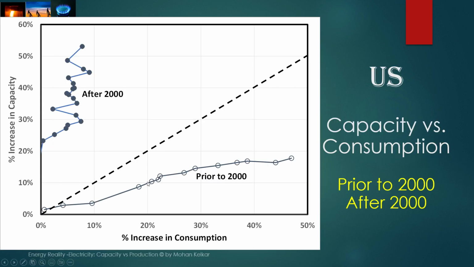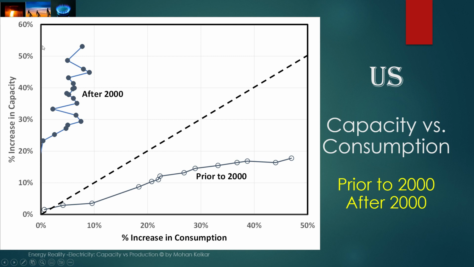But notice also how fast we are building new power plants compared to the increase in the consumption. Prior to 2000, between 1985 and 2000, the increase in the consumption was about 47%, but the increase in the capacity was only about 17%. This is because the power plants were operating at a higher capacity factor, especially the natural gas power plants. But look what happened after 2000. As soon as the wind and solar started contributing significantly, the consumption has only increased by about 7%, but the capacity has increased by 53%.